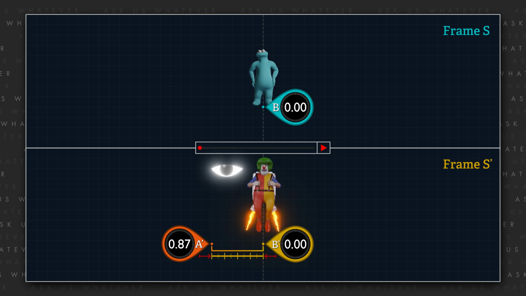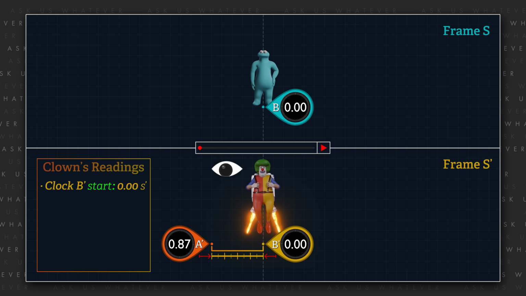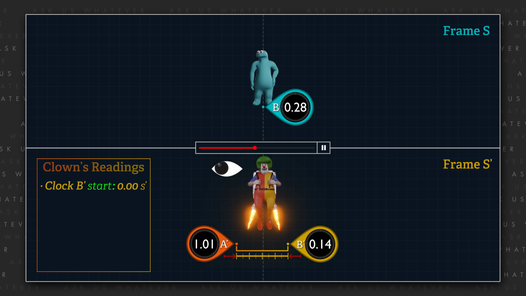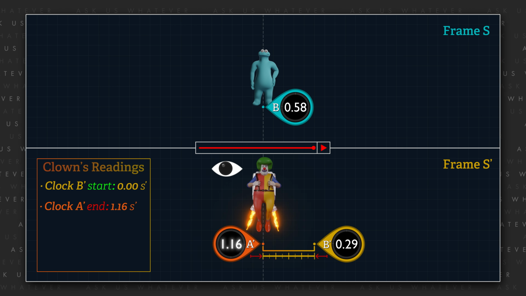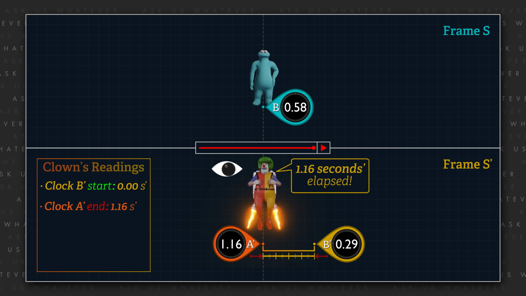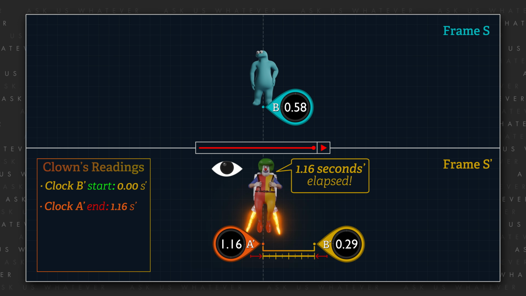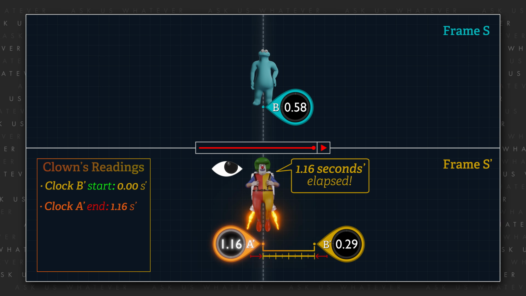So if the clown hovers in space and compares the reading on clock B prime at the beginning of these events, a reading of 0, to the reading on clock A prime at the end of these events, a reading of 1.16 seconds prime, the clown will be led to believe erroneously that 1.16 seconds prime elapsed in frame S prime during the interval beginning with clock B aligning with clock B prime to clock B aligning with clock A prime. This 1.16 seconds prime is in perfect agreement with a rearranged version of the Lorentz transformation for time dt prime.